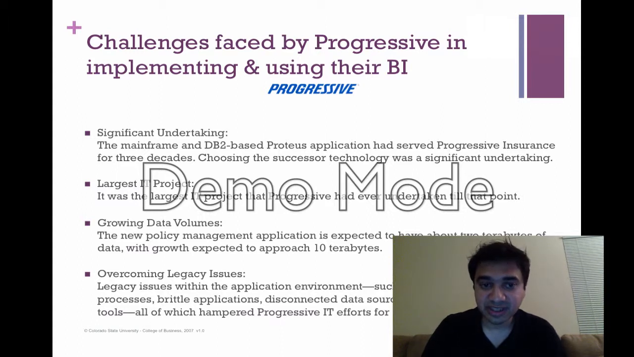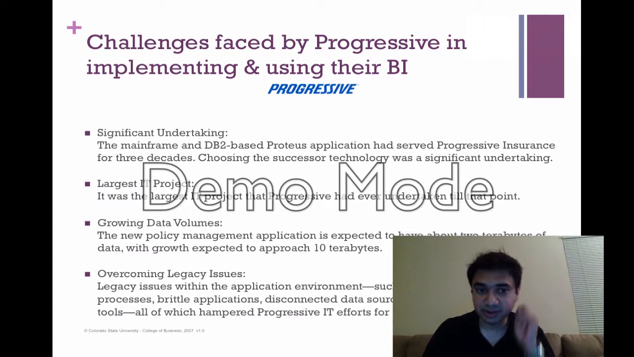Typically, IT projects have their own challenges. Statistics have shown that a large number of IT projects fail. And given this was the largest ever IT project Progressive had undertaken up to that point in time, it was obviously a huge challenge. Growing data volumes were another one, where they were expected to have about 2 terabytes of data and growth expected to approach 10 terabytes. So obviously, they had to account for huge and increasing data volumes, and legacy issues.